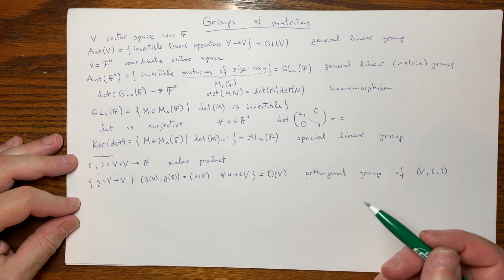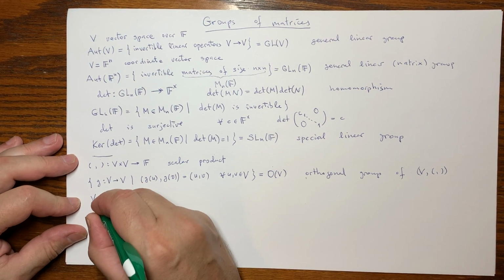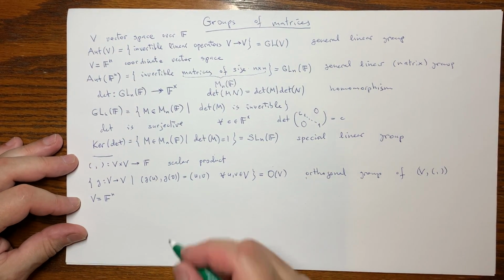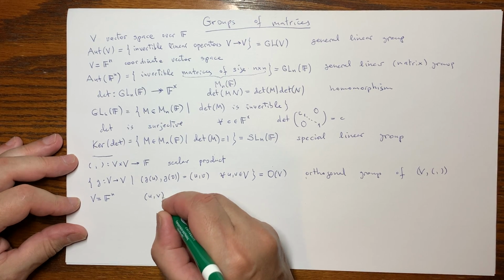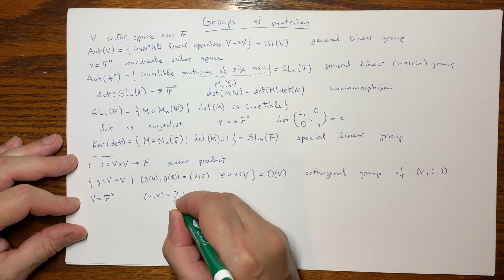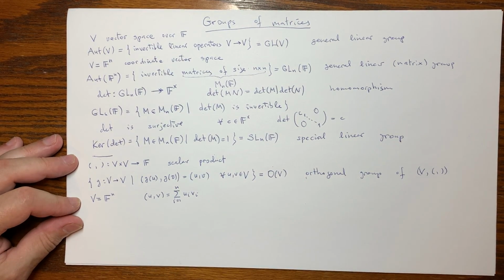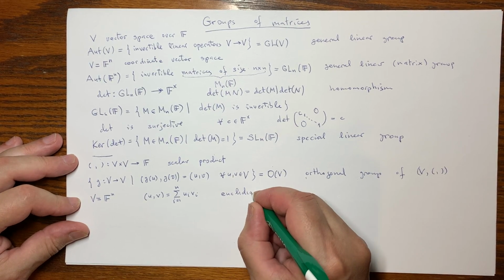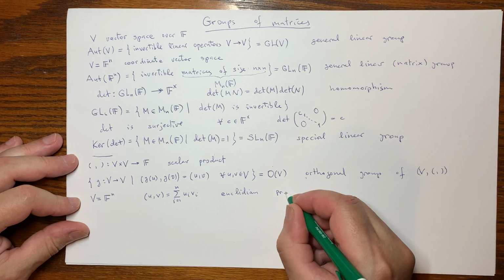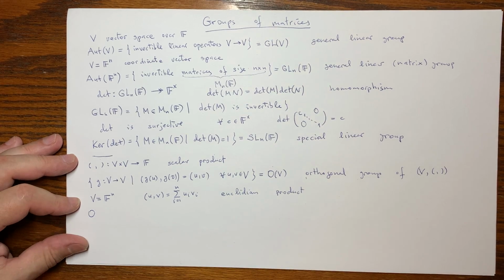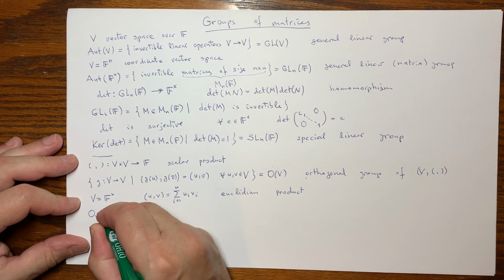And the most frequent example, the standard example, is if we assume our vector space to be the coordinate vector space of dimension n, and define the scalar product by this standard formula. So the scalar product is in charge of measuring distances. If our field is the field of real numbers, in this case it is called the Euclidean product or dot product. And the orthogonal group of that scalar product is just the standard matrix orthogonal group.